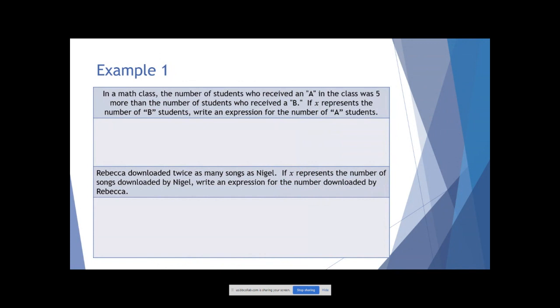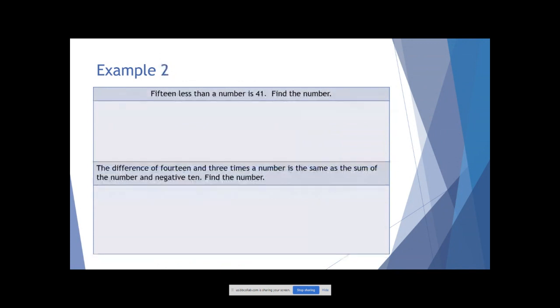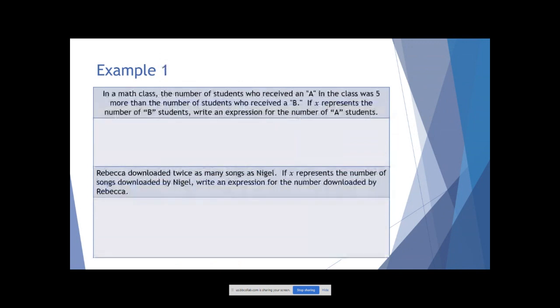So I read the first sentence. Okay, the number who had an A is 5 more than B. So I'm basically taking that sentence and translating it, removing the extra words and trying to keep it more condensed so it's a little easier to translate. Okay, if x represents the number of B students, so that means x is B. All right. Write an expression for the number of A students.